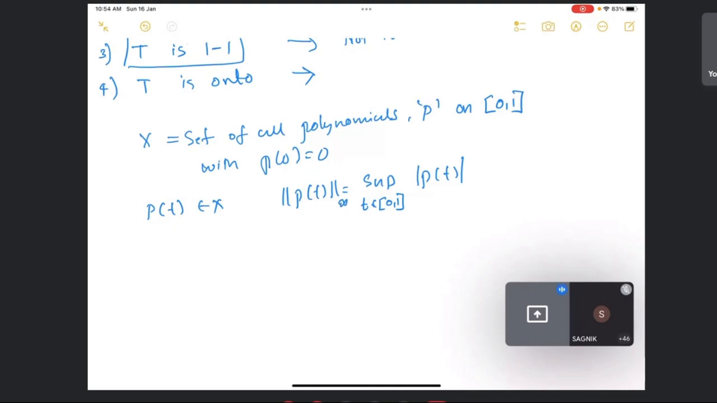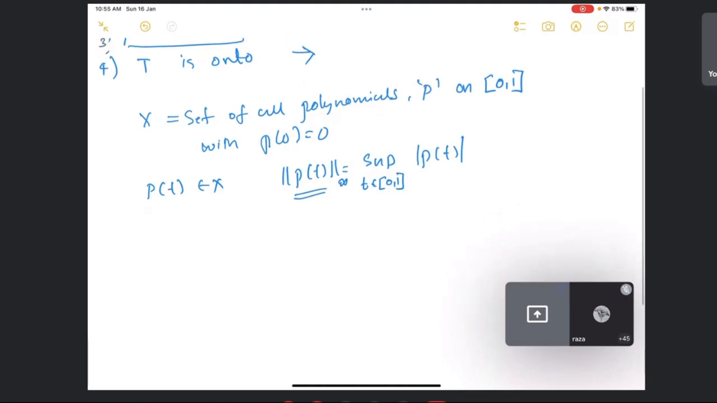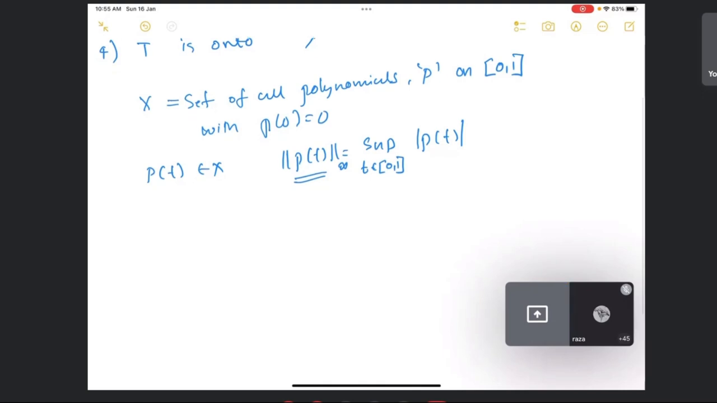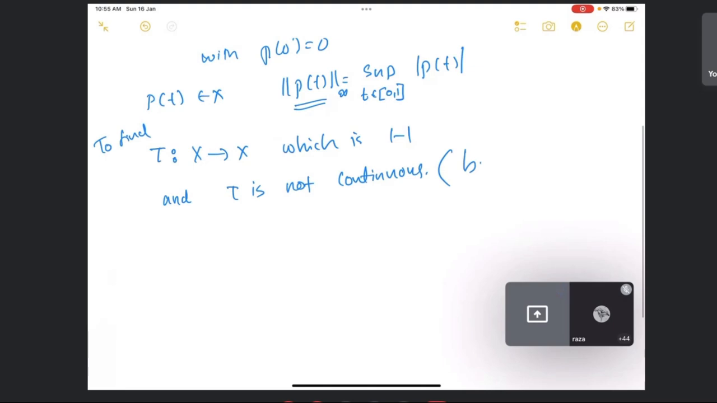So you take X to be the set of all polynomials, consider them as functions from [0,1] to R, and define the norm of a polynomial p as the supremum over t in [0,1] of the modulus of p of t. This is going to be a norm. Now you need to construct an operator T from X to X which is 1-1, and T is not continuous, that is, not bounded. Can anyone give an example of an unbounded operator? I'll give you a hint: it is related to the derivative.